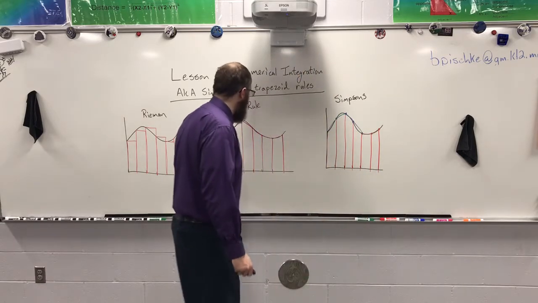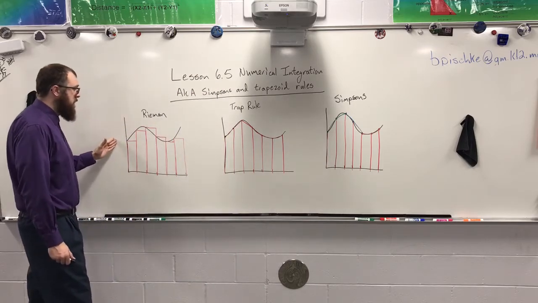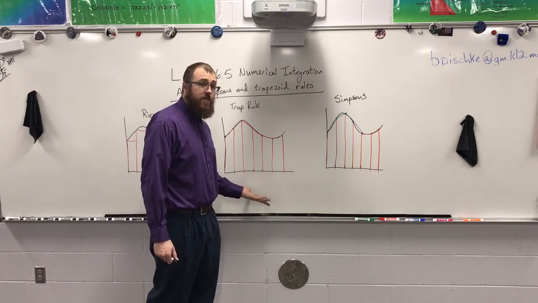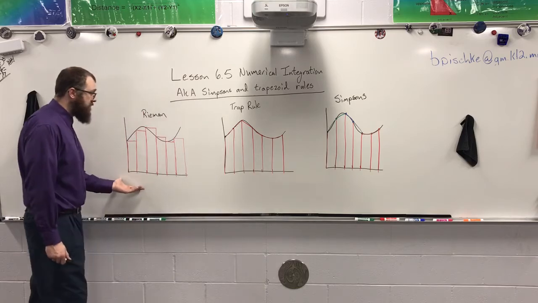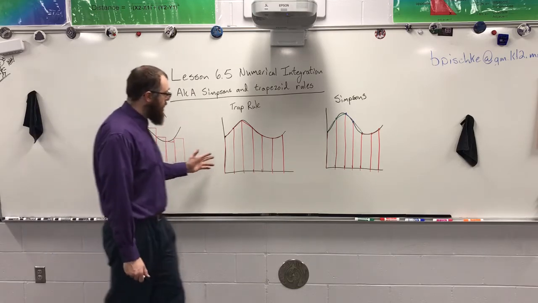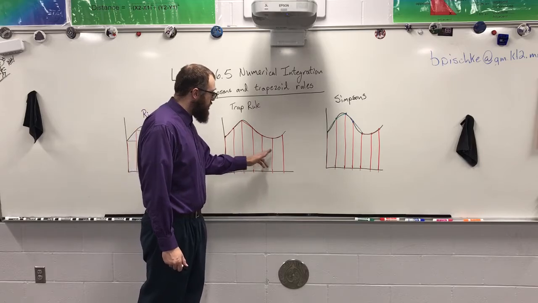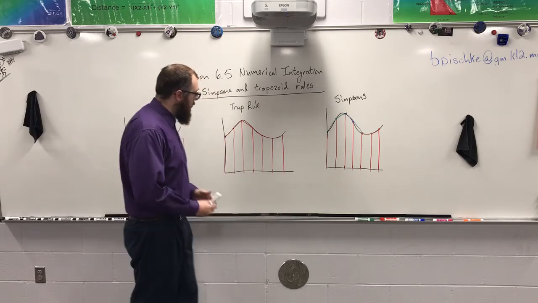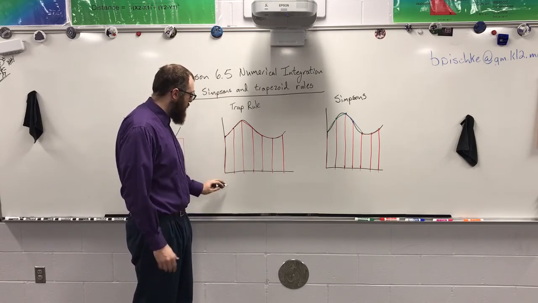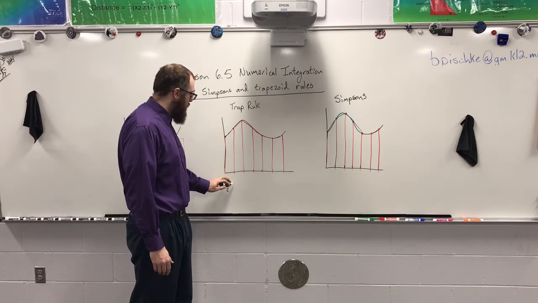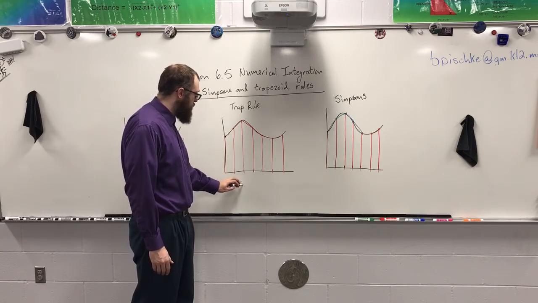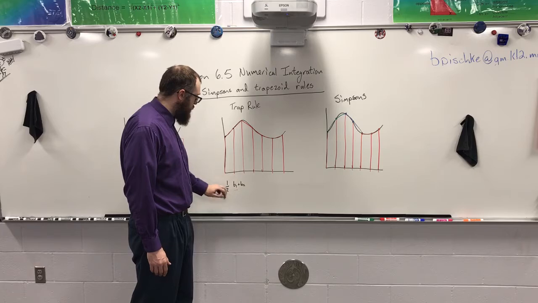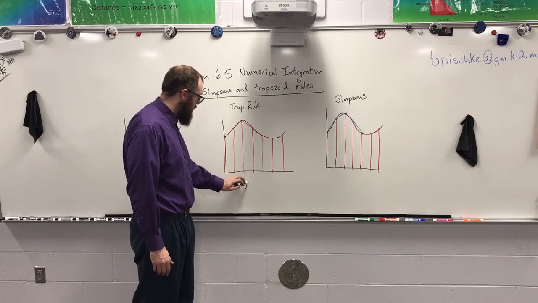So the first person who came along said, rectangles are all well and good, but I know how to do the area of a trapezoid just as easily as I know how to do the area of a rectangle. So what if I find the area of every trapezoid under the curve and sum them up? And so the trapezoid area is 1/2 times (base 1 plus base 2) times the height.